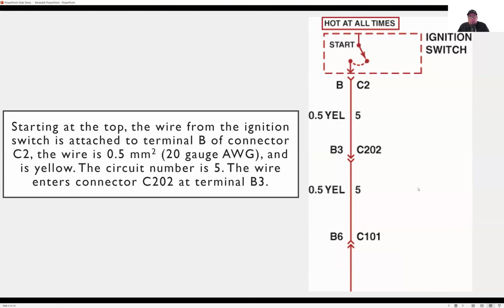Now looking at this wiring diagram here, this is a very, very simple wiring diagram. I just want you to identify a couple things. So we have C2 connector 2. Okay, so it's in the ignition switch. We know where the ignition switch is going to be, on the column or the dash on the driver's side.